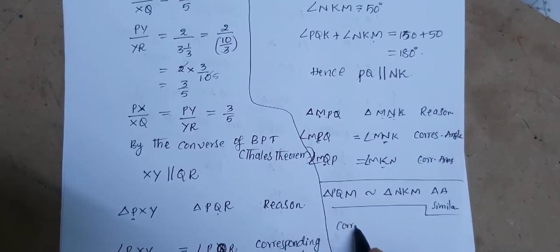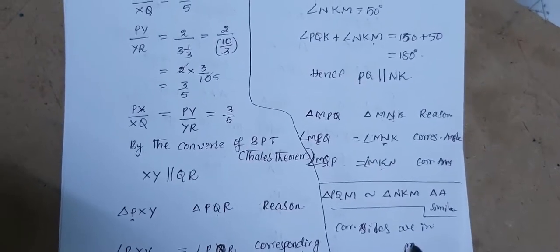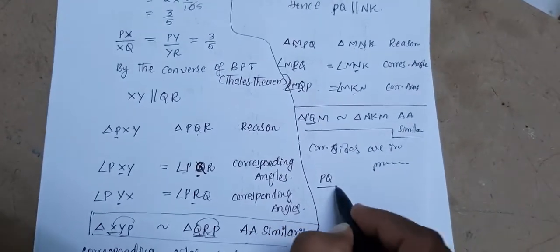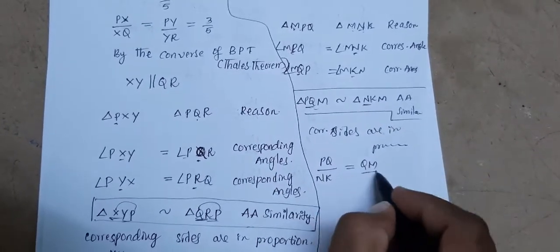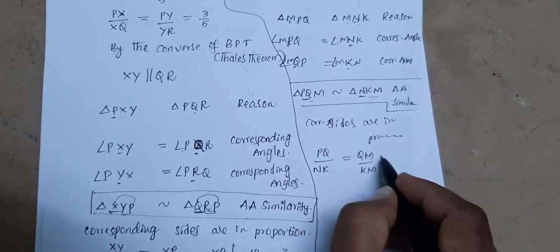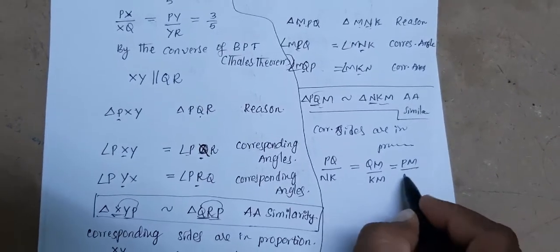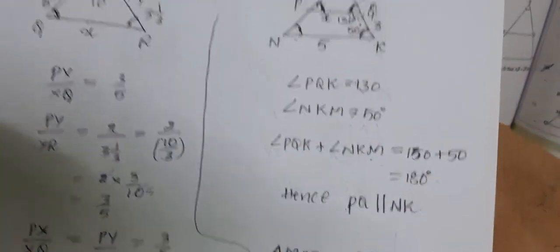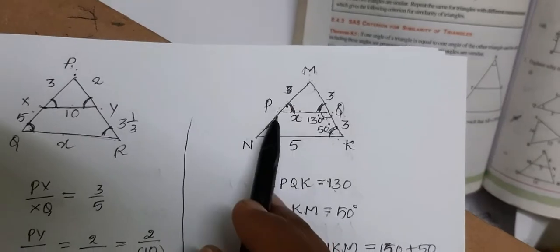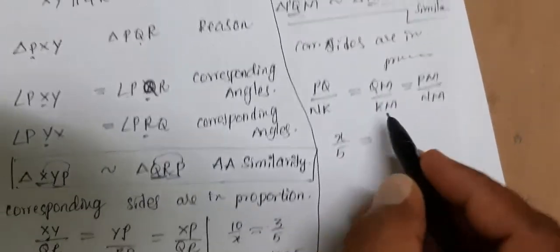So corresponding sides are in proportion. PQ by NK equals QM by KM equals PM by NM. PQ is what? PQ is x, NK is 5. So x by 5 equals QM by KM.